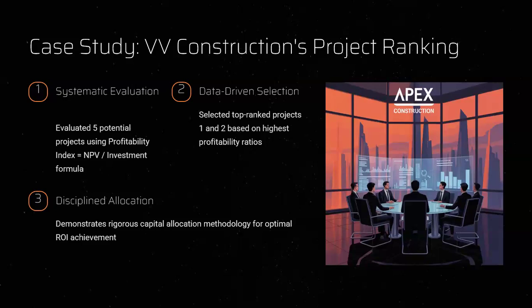For example, VV Construction wants to rank its projects. Then what will they do? The first thing they will calculate is the profitability index, that is net present value divided by investment. Second, they will decide the priority of how much capital goes to project one, two, three, four, and five, and then they will check the decision after each financial year and revise it. This way, they can avoid loss and keep their investment in the most profitable way.